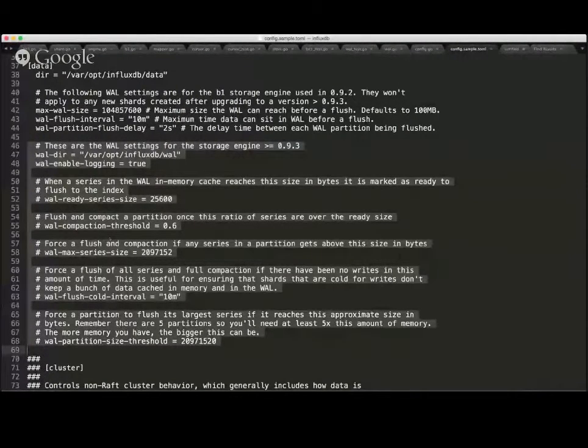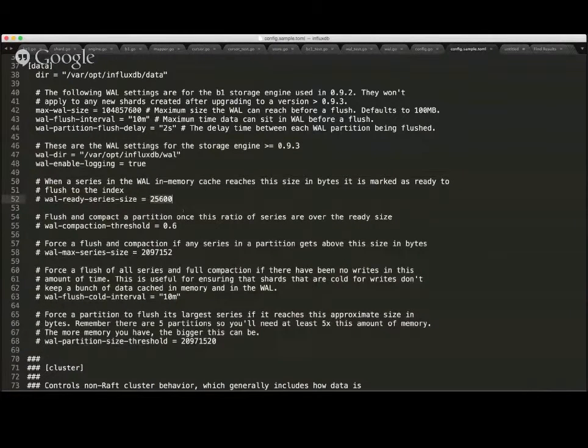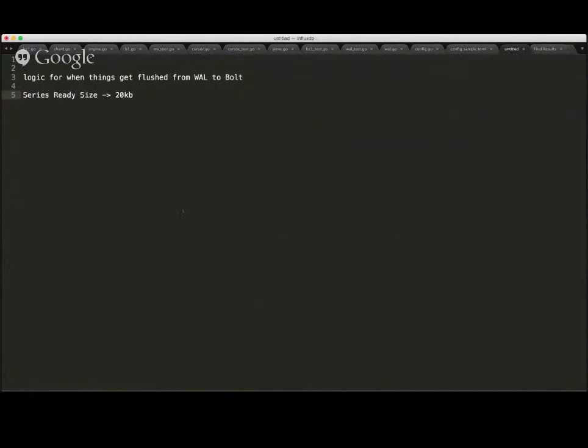First, there's the WAL directory itself, which should be separate from the shard directory. There's whether logging is enabled. By default, this is true because the amount of log output that it produces is very little. It basically only outputs log information when a compaction or flush is running. The WAL ready series size is just the number of bytes. So basically, if we do writes, and we just have a bunch of these, right?